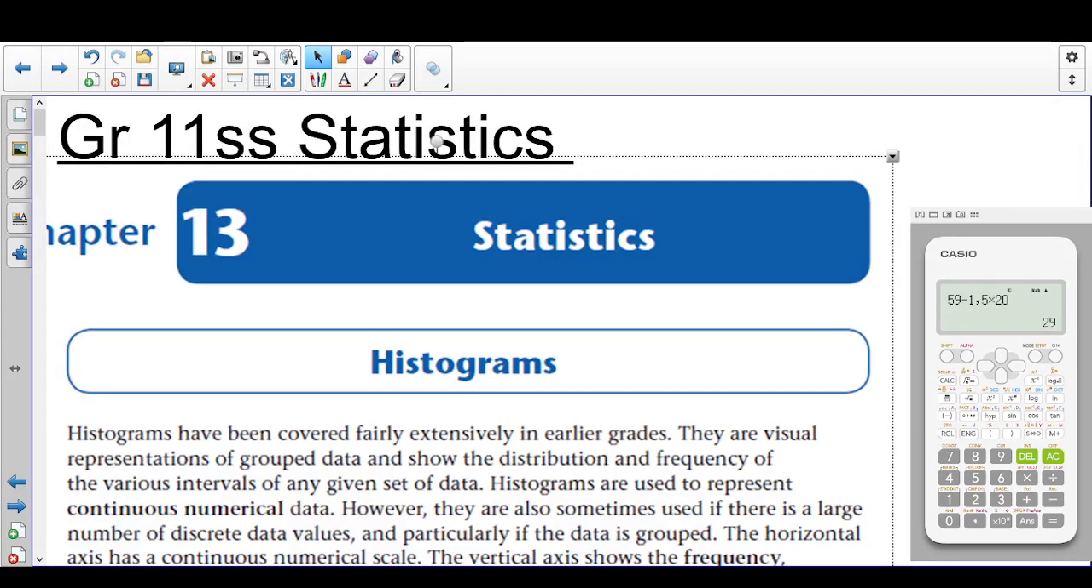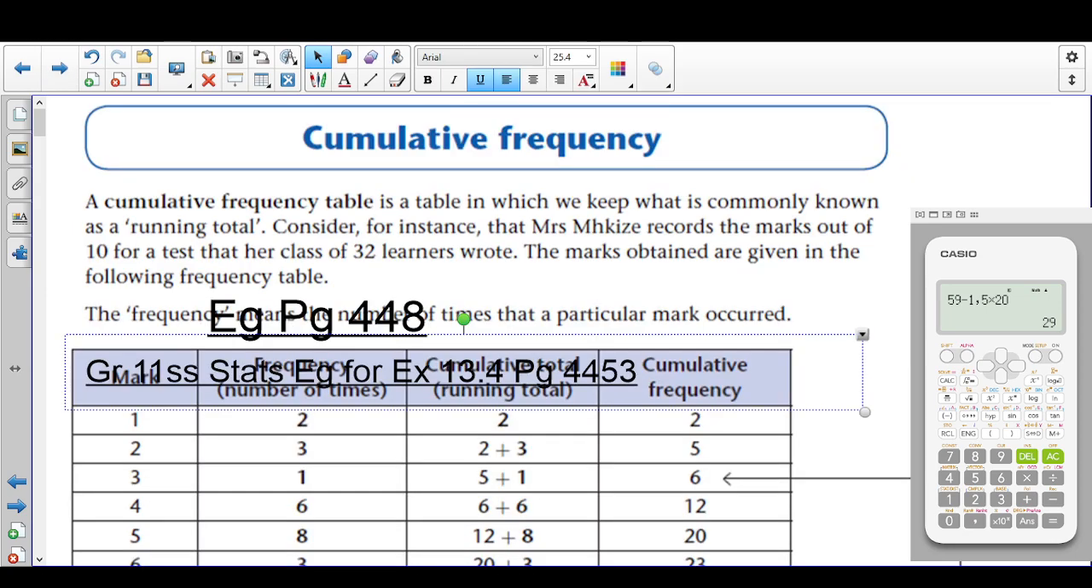Okay, good afternoon, class. Today we're looking at statistics. We are looking at the examples for exercise 13.4. Today we're going to look at cumulative frequency. I'm reading from page 448. However, the exercise is on page 453. Okay.